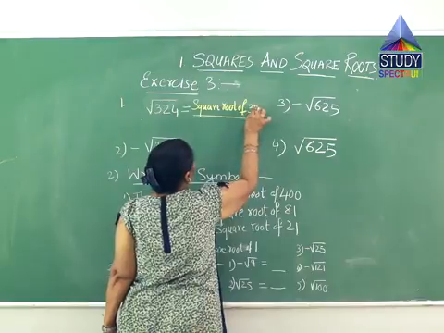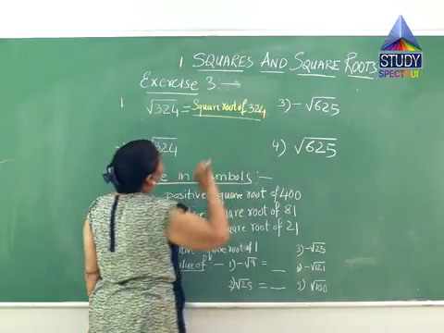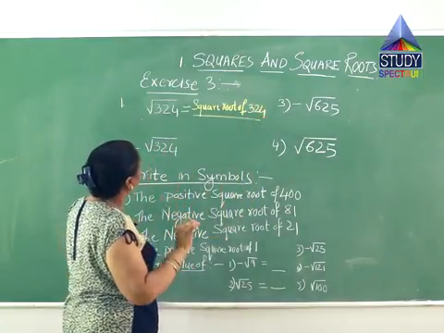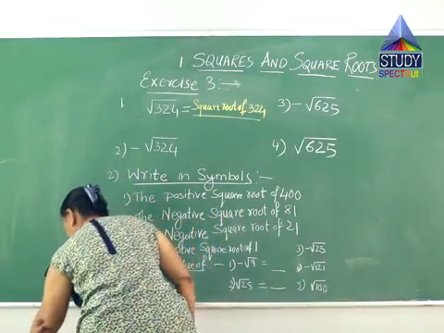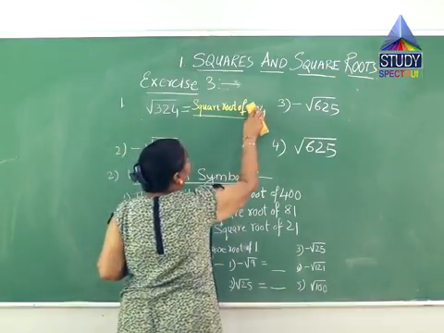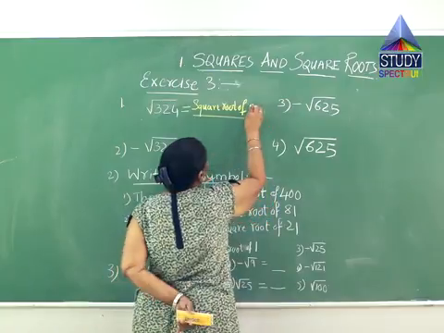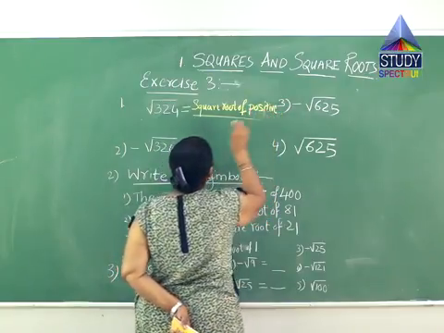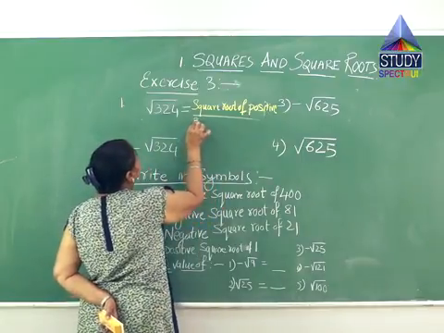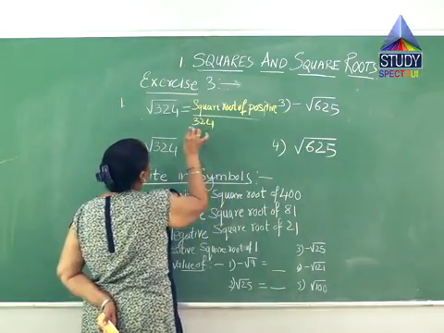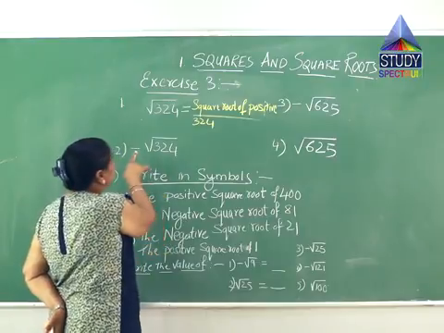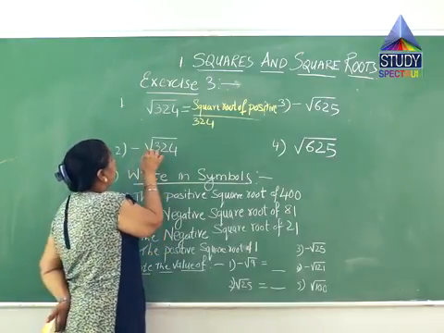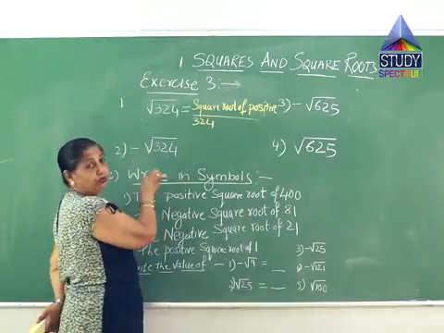positive 4. Now you can write in words, that means you have to write completely in words. I'll put it in this way, positive 324. The second sum, they have put the negative sign before this root.